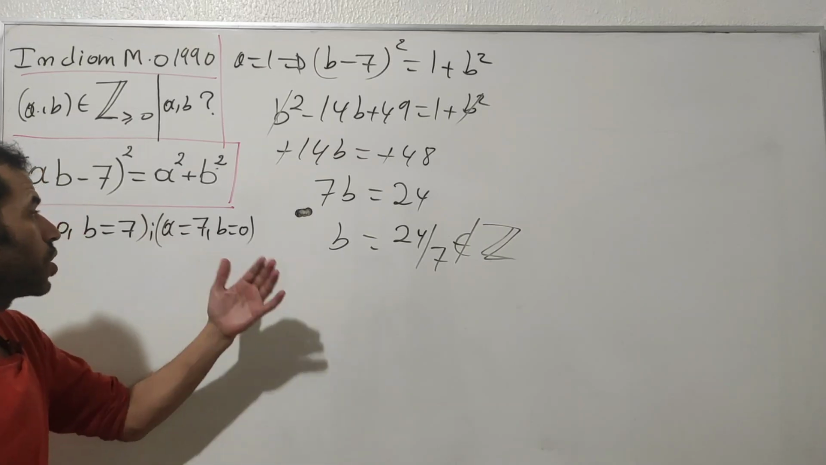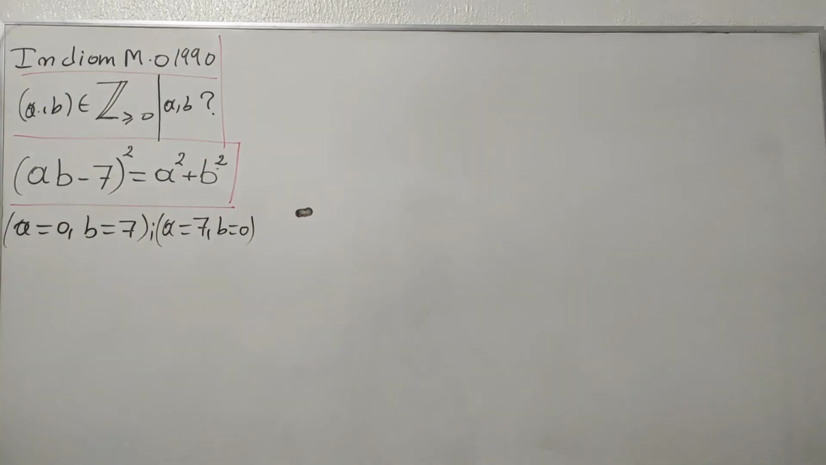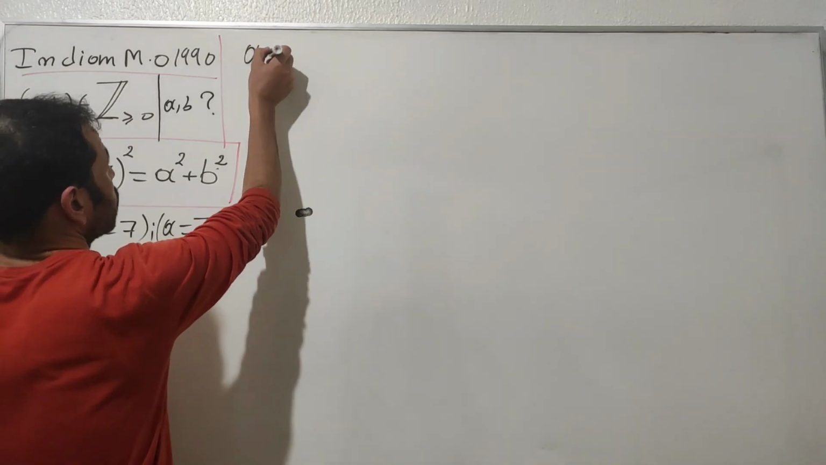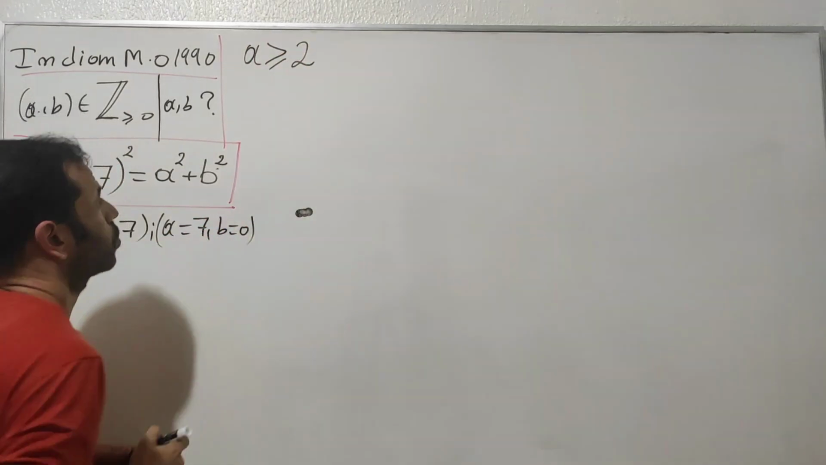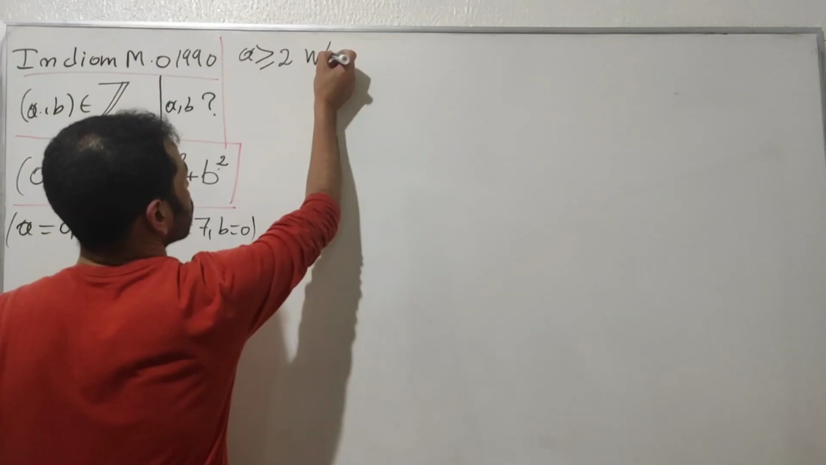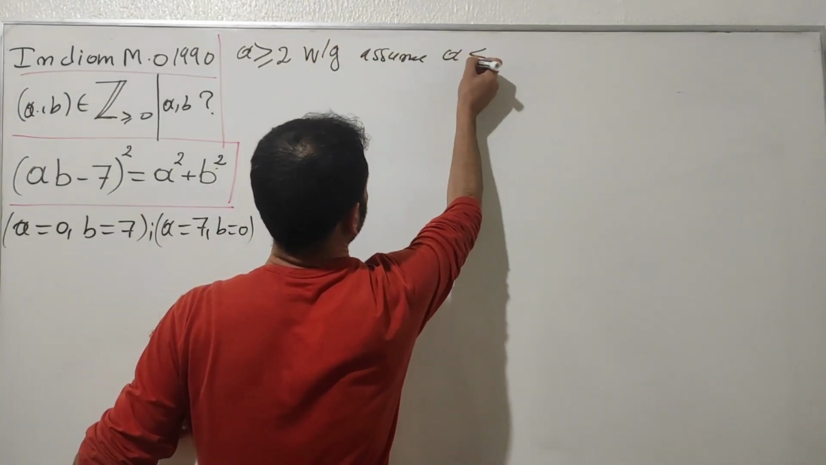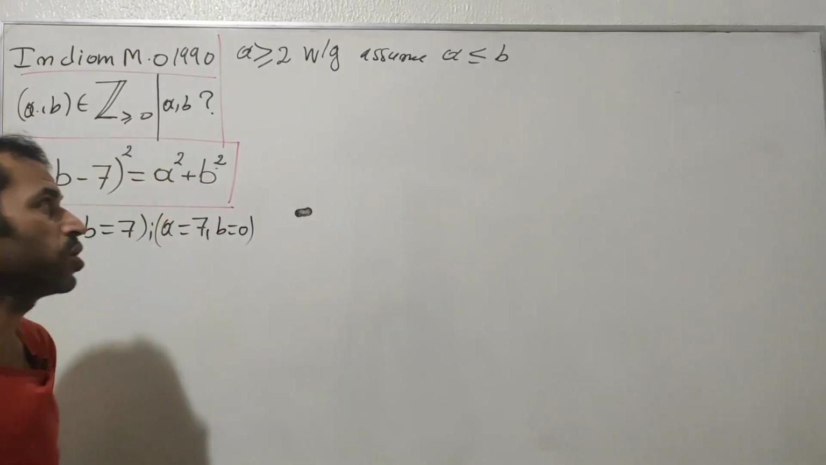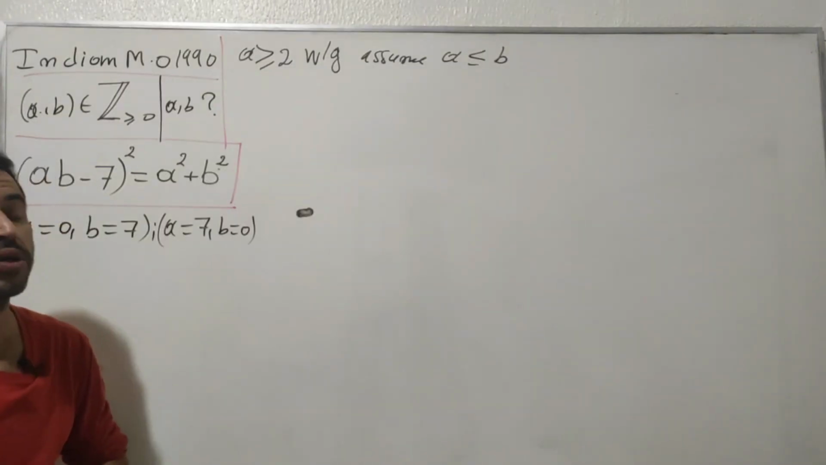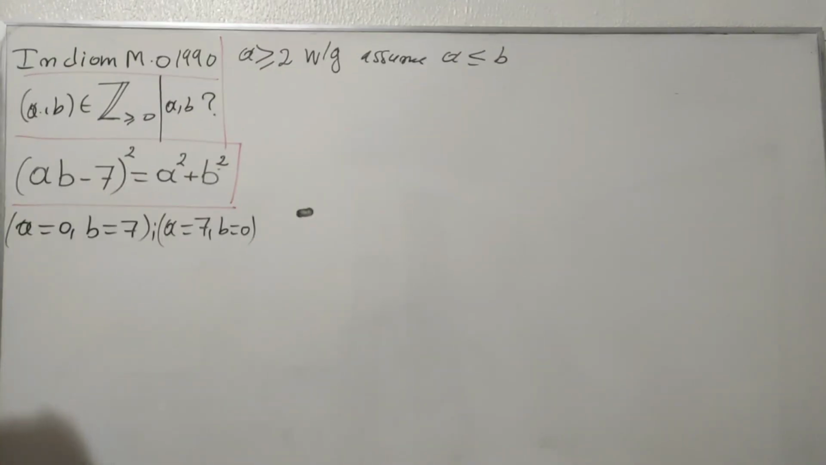Now let's move on to the general case. In this case, we consider a greater than or equal to 2. Without loss of generality, let's assume a is less than or equal to b. So we have two cases: a equals b, or a is strictly less than b.